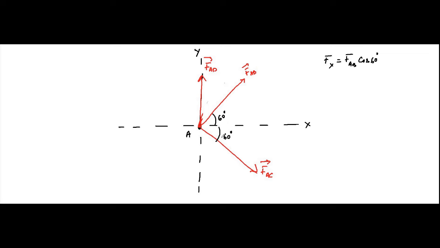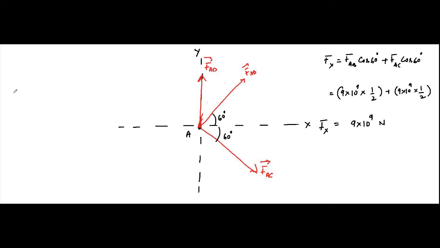Similarly, FAC will also have a component FAC cos 60 degree along the x axis. So total x component is FAB cos 60 degree plus FAC cos 60 degree. So it will be 9 into 10 to the power 9 into 1 by 2 plus this one also 9 into 10 to the power 9 into 1 by 2. Total it is 9 into 10 to the power 9 Newton, that is Fx. So this is Fx, horizontal component.